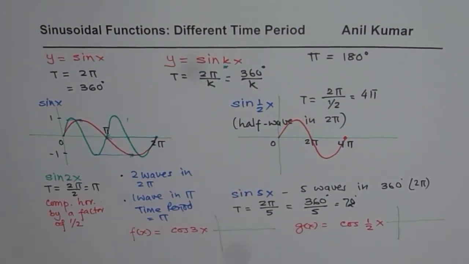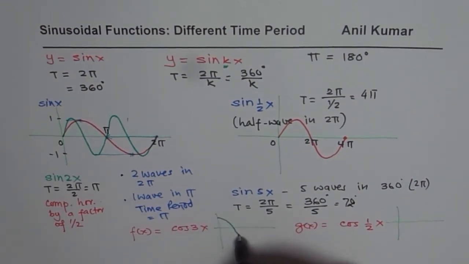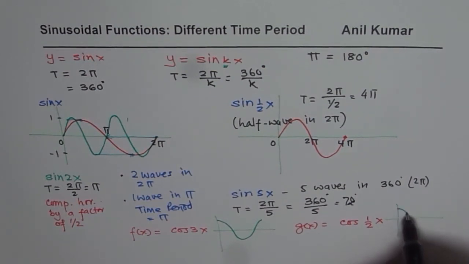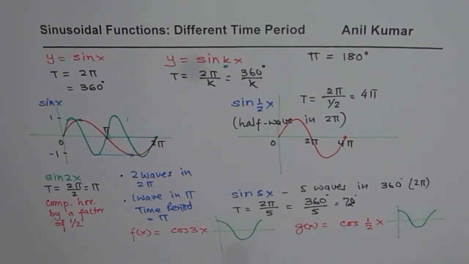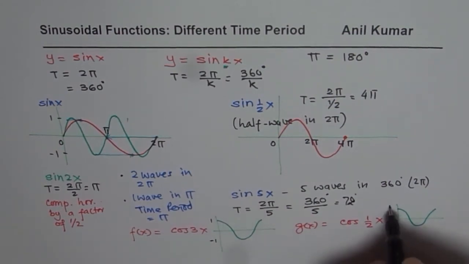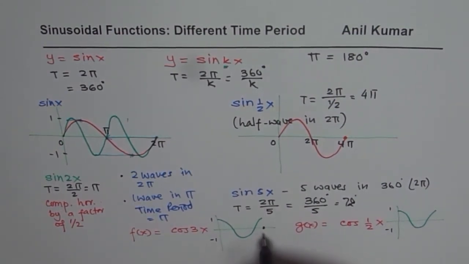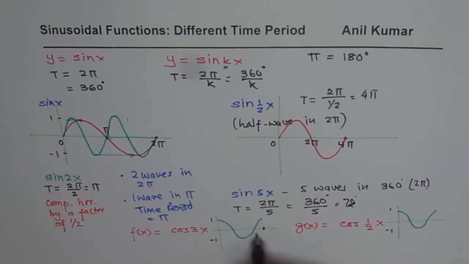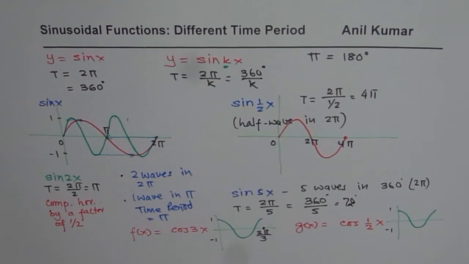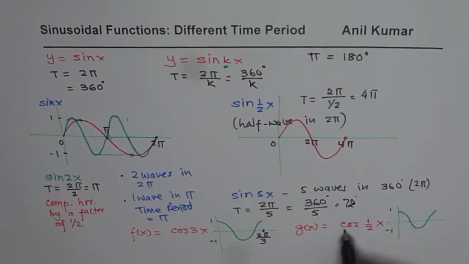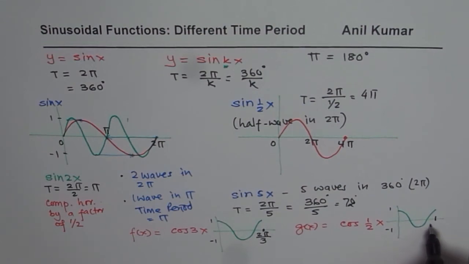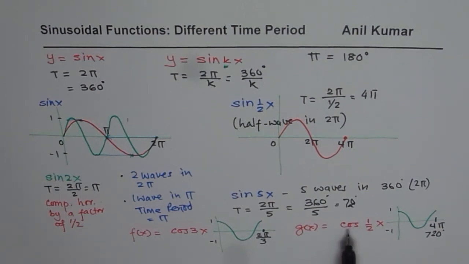Cosine functions start with a maximum, and therefore we could always start with the maximum and make one cosine wave. Here also we'll start with the maximum and make one cosine wave. You know, 1 and minus 1 are the maximum and minimum values, easy. But the only thing which changes is the time period. When we say cos of 3x, the time period is 2 pi by 3. Do you get the idea? And when I say cos of half x, then the time period is how much? 4 pi, correct? 2 pi divided by half, or in degrees, 720 degrees. Do you understand? 720 degrees is the time period of cos of half x.